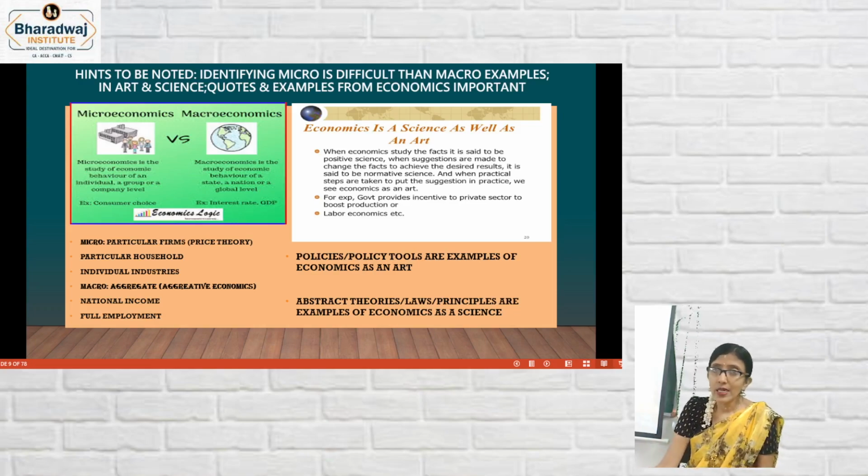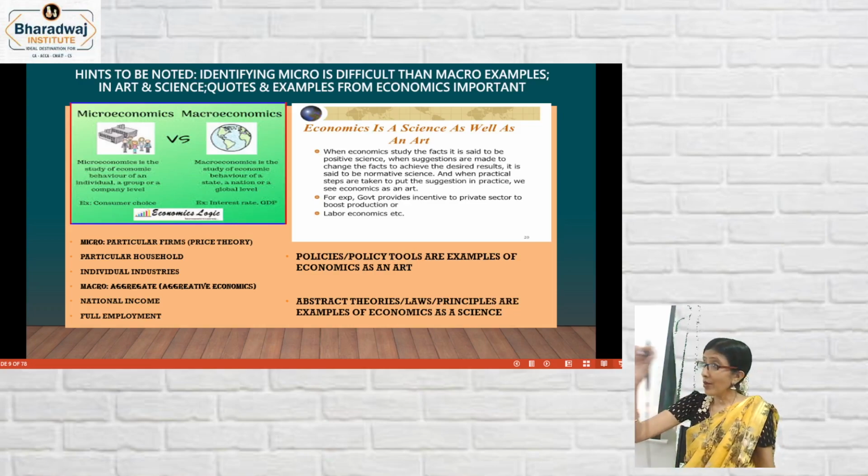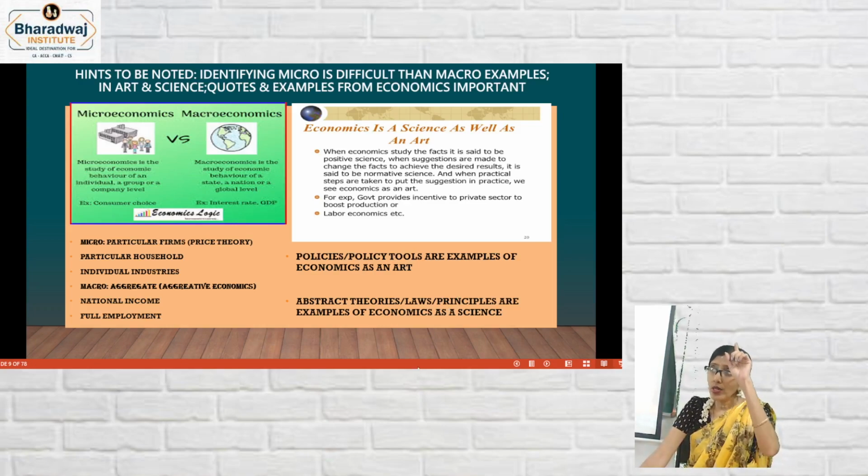So, for example, they'll say the industrial policy of the contemporary era is unregulated, or more of a liberalized one. Is this economics as an art, as a theory, both A and B, or none of the above? It will be economics as an art. But they will frame it as a case example and give it to you. Is that clear, my dear students? Identifying micro examples is difficult, and in our material we have listed them out. If you want, I can show that. Macro is relatively easy to identify.